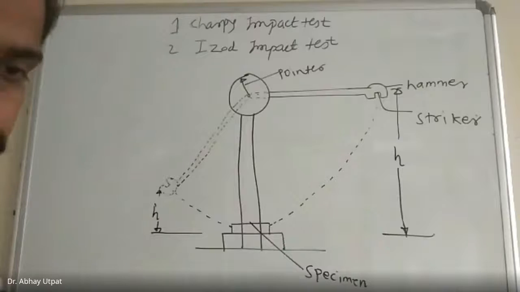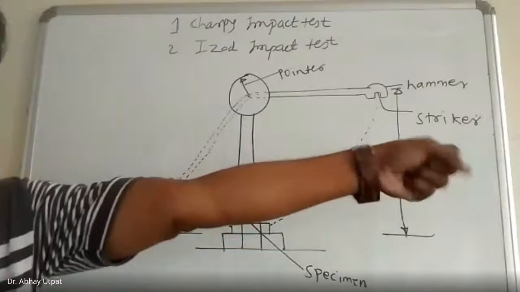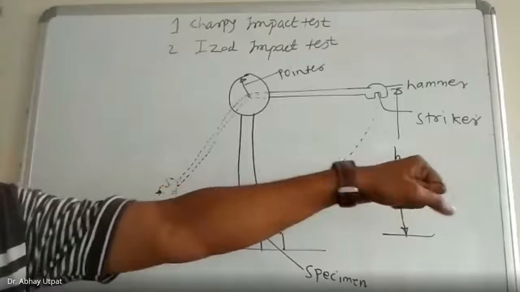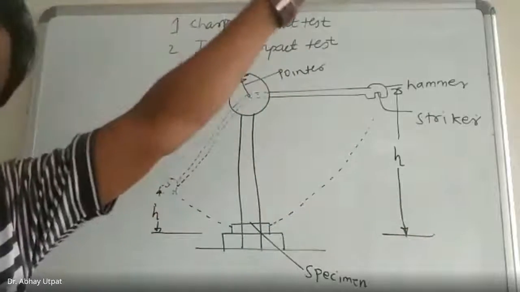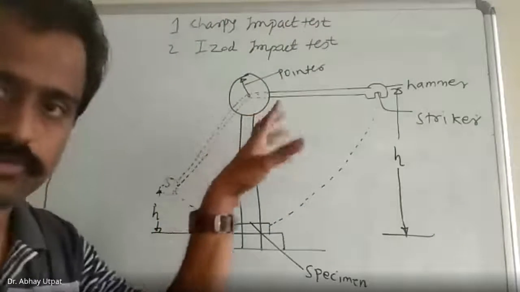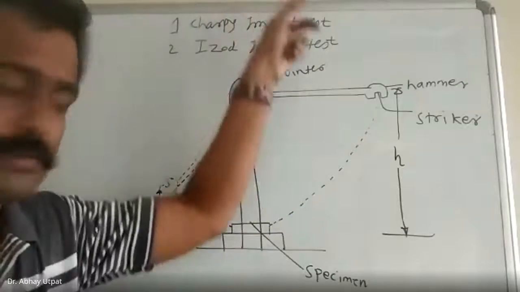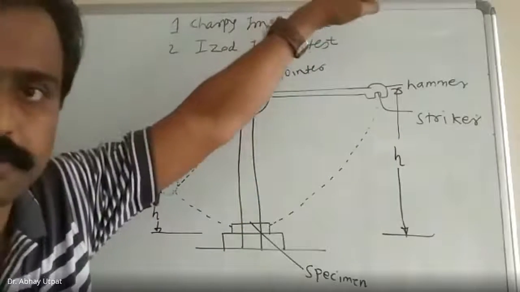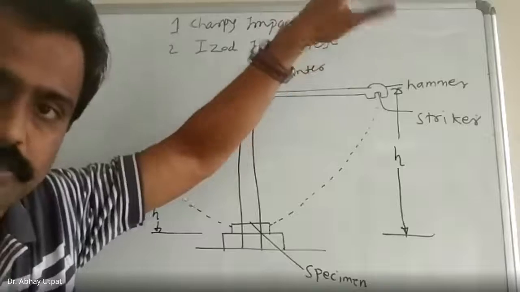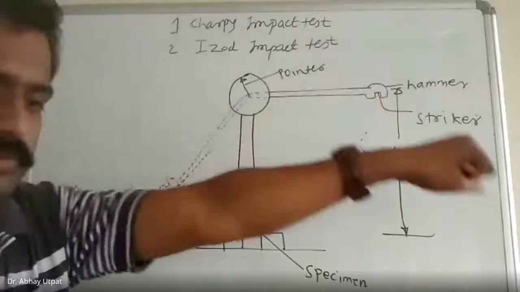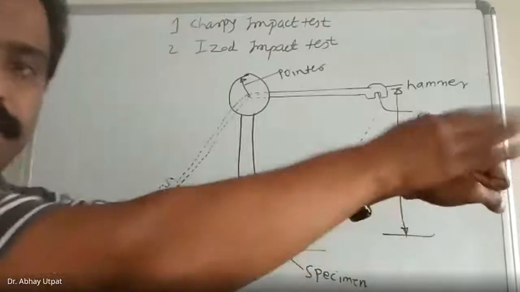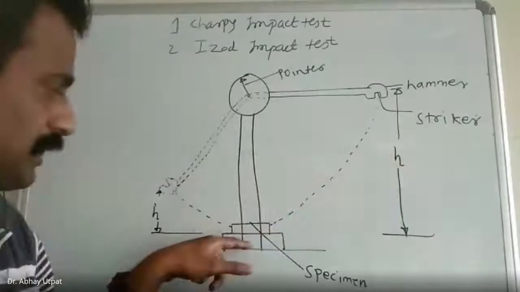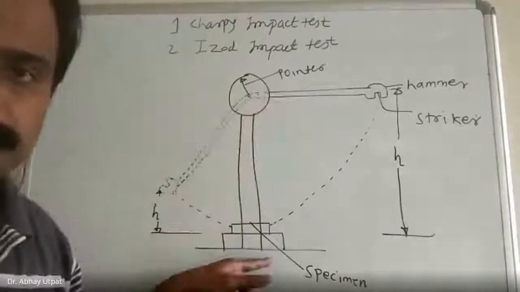Simple mechanism, one horizontal bar. Actually, it is horizontal or inclined. That I will show you later. Because for Izod it is horizontal, and for Charpy it is a little inclined. What is the difference? That I will tell you. So, this is one bar, this is the hammer, and at the center in vertical position, your specimen is kept.